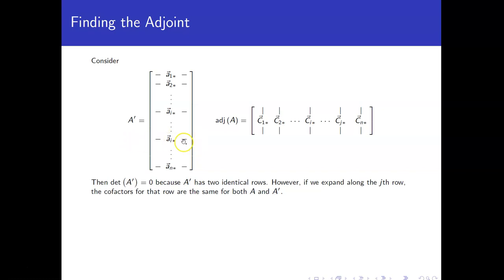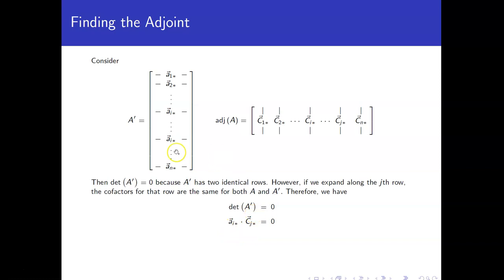If we expand along the jth row, notice that we eliminate the jth row. The rest of this is identical to A, which means that the jth set of cofactors is the same for A as it is for A prime. Because again, remember when we make the cofactors, we delete the row we're interested in. The rest of the rows for A prime are identical to A. So we get that the determinant of A prime is 0.